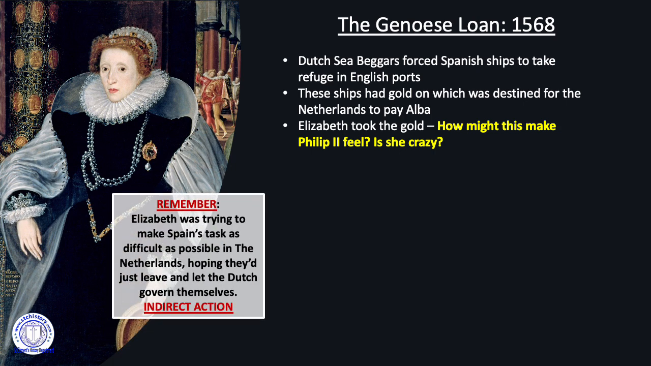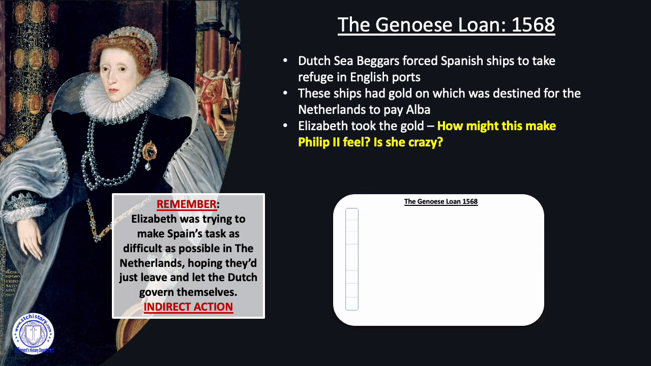All right, so she's trying to make Spain's task as difficult as possible, remember. That is what she's doing. She doesn't want direct intervention, but this Genoese loan. So on your little box there, you can summarise that. Up to the top, halfway, or wherever you think it goes.